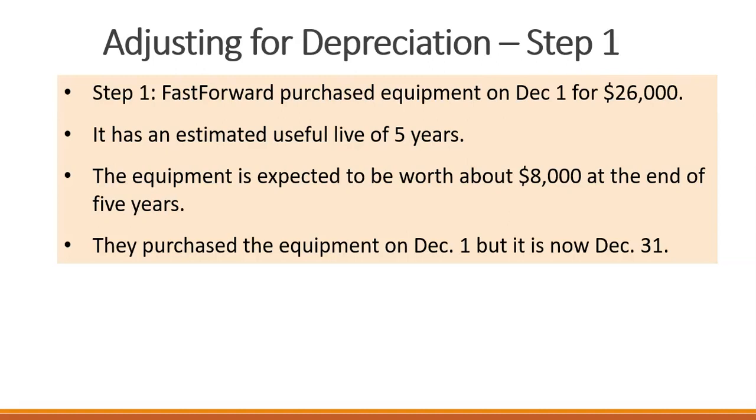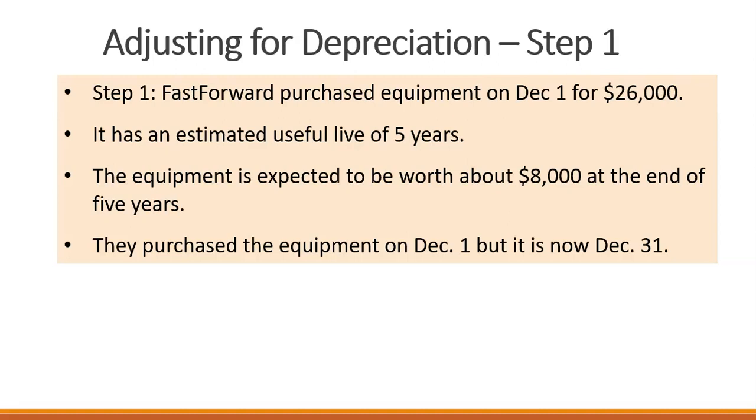This equipment has a useful life of 5 years. The equipment is expected to be worth about $8,000 at the end of 5 years. We purchased the equipment on December 1st, but it is now December 31st, and we need to record a month of depreciation expense. The first thing that we have to do is calculate how much that depreciation expense is.